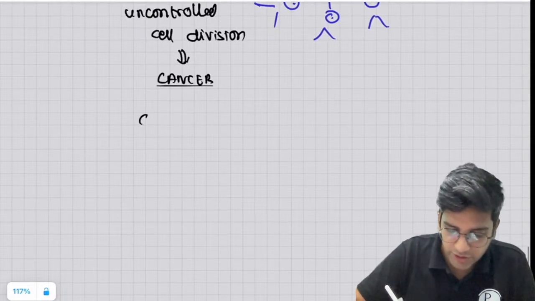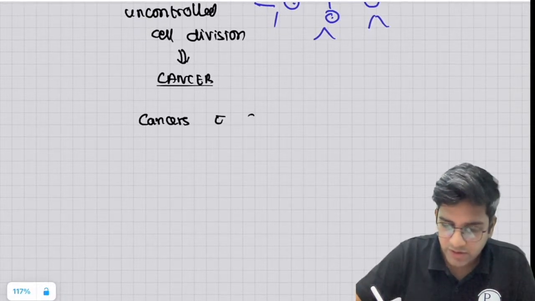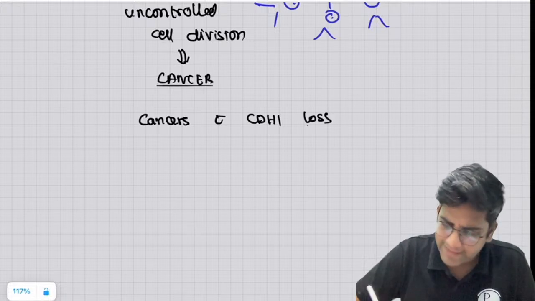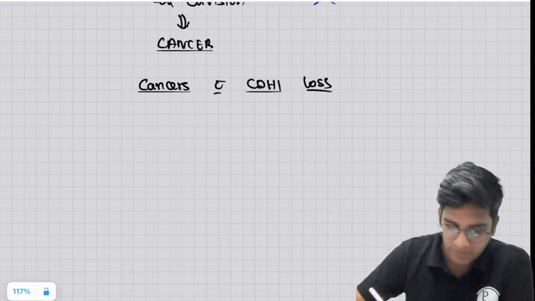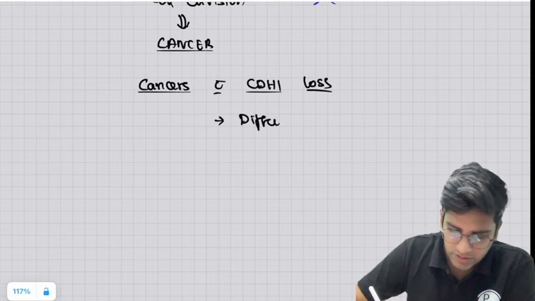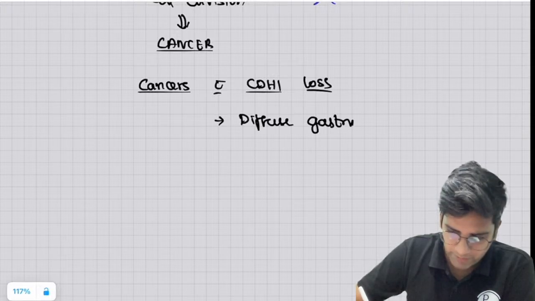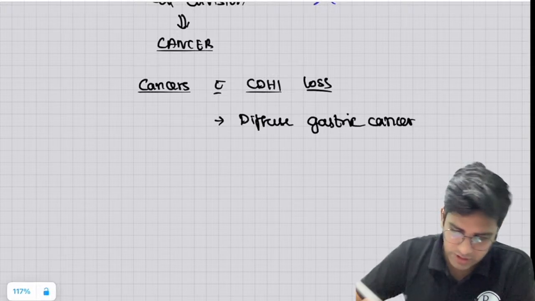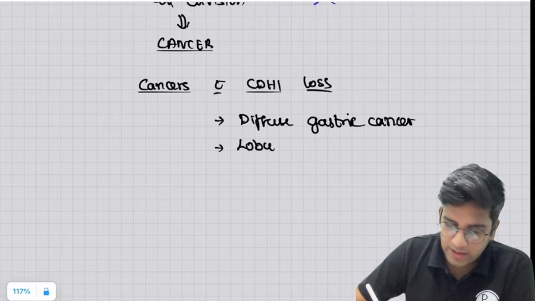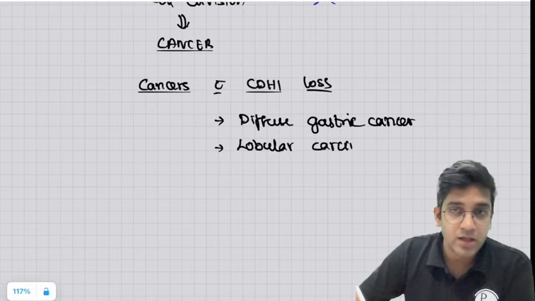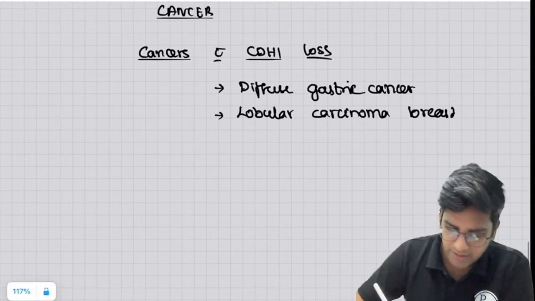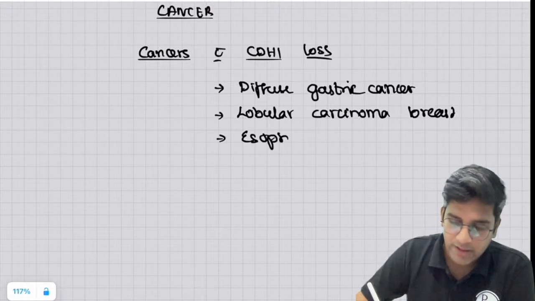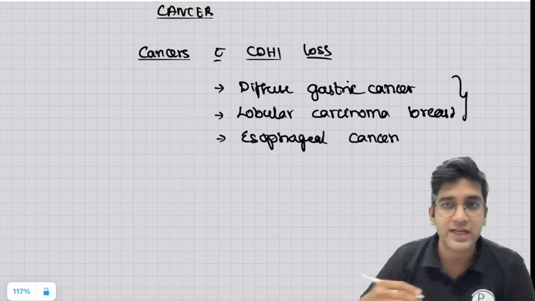Now, in what conditions do you see cancers with CDH1 loss? There are quite a few cancers. I will name 3 of them. If you remember 2, that's more than enough for me. One, diffuse gastric carcinoma. You will have an E-cadherin loss. Second, lobular carcinoma of the breast. There are various types of breast cancer, but only lobular carcinoma of the breast will have this. Third, just an extra, if you want an extra mark, write this also: esophageal cancers. All these can have an E-cadherin loss. These 2 never forget.